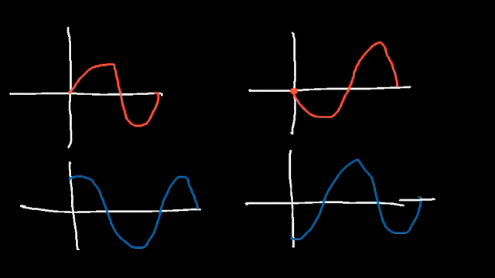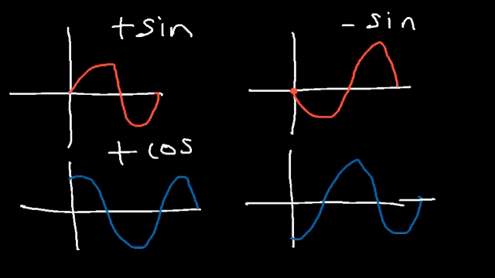Anytime it starts from the center, you have the positive sine function if it's going up. If it starts from the center and goes down, it's negative sine. If it starts at the top, it's positive cosine. If it starts at the bottom, negative cosine. And remember, the origin represents the equilibrium position.